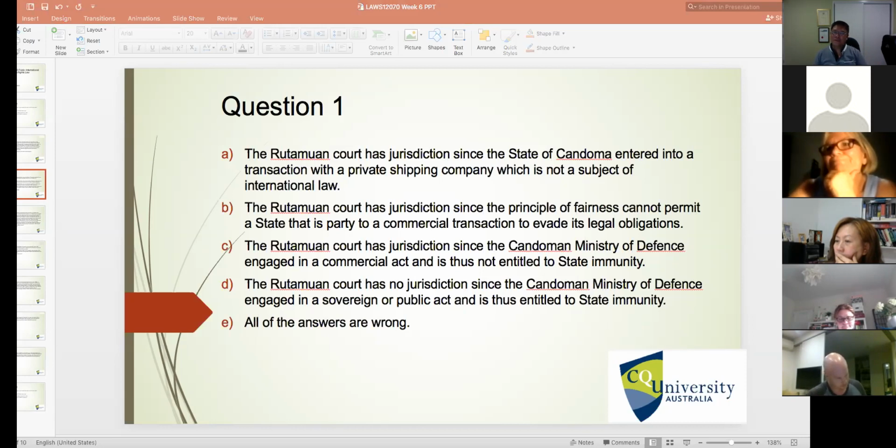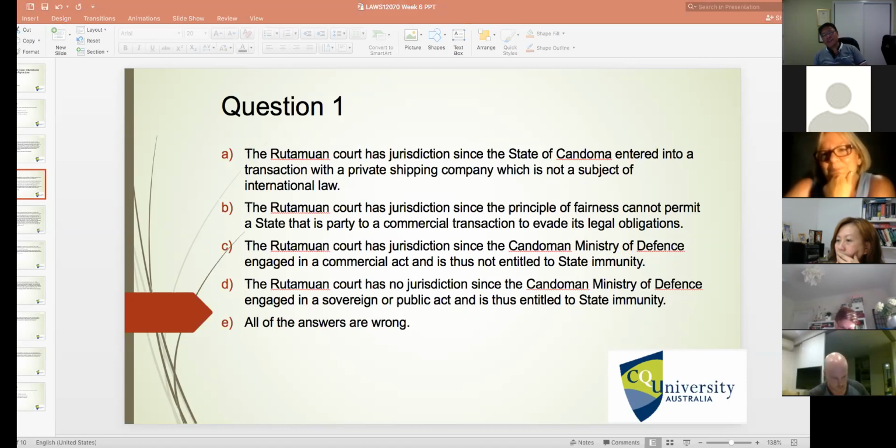Okay. I disagree with that, Manjo, because although it's clothing the defence forces, it's not building a hospital or anything like that. It's a commercial act. That's what I believe, and so I've gone for C.